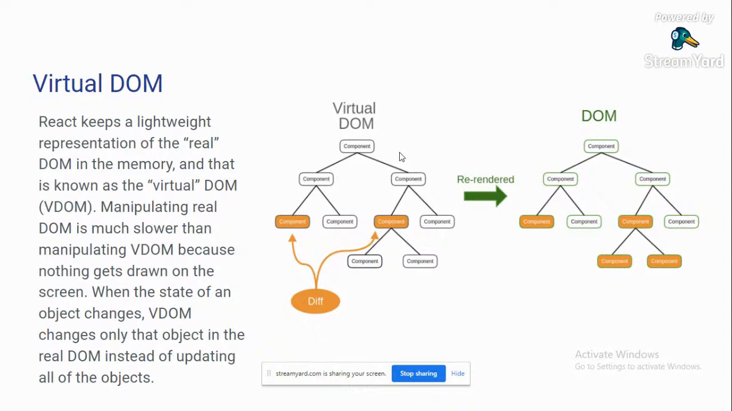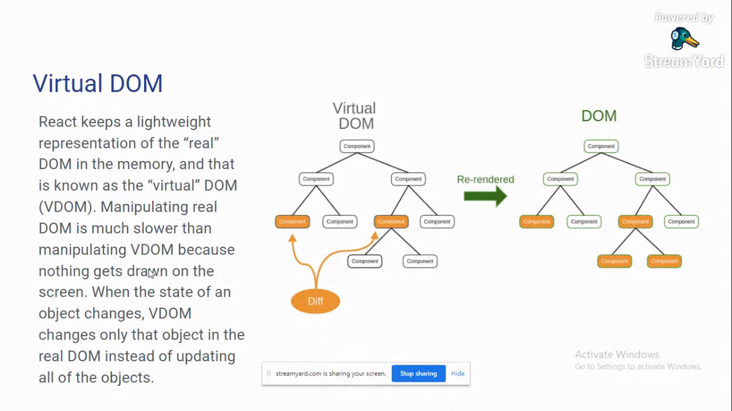So React works on virtual DOM. React keeps a lightweight representation of the real DOM in memory, meaning a copy of the real DOM, and that is known as the virtual DOM. So a copy of the real DOM is kept with React, and that is called the virtual DOM or the VDOM. Manipulating real DOM is much slower than manipulating VDOM because nothing gets drawn on the screen.